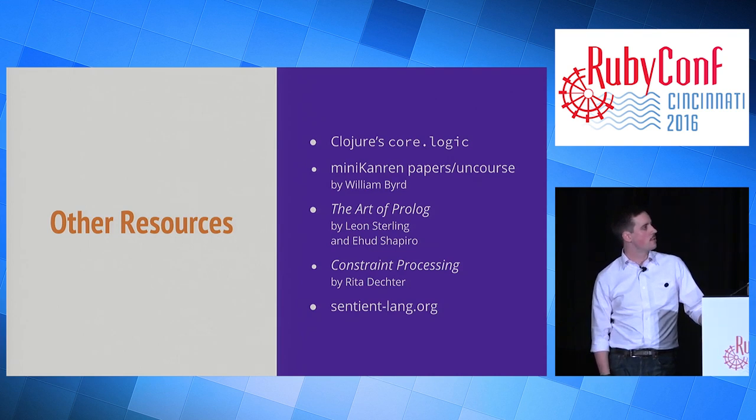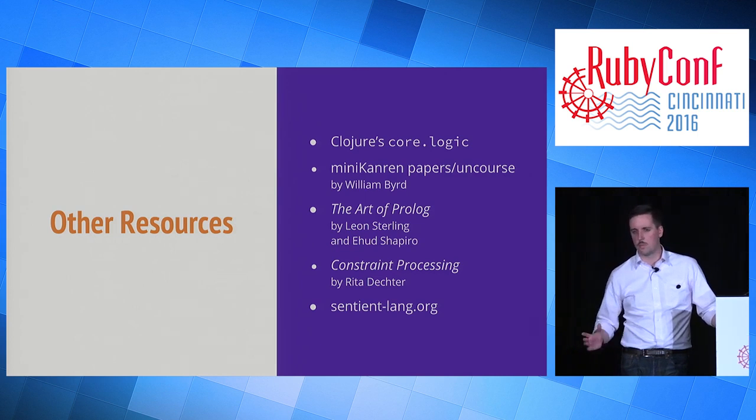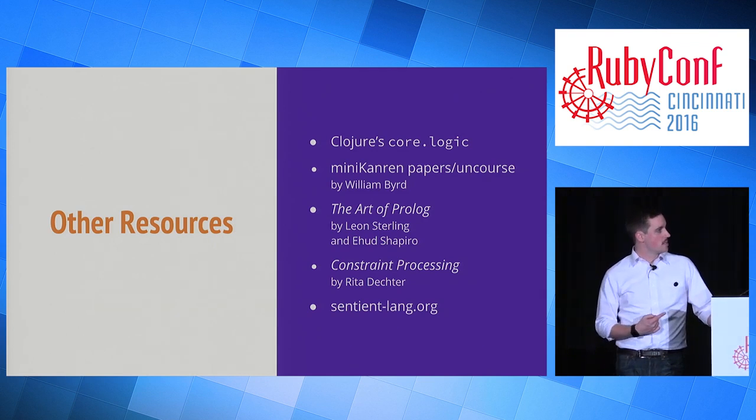miniKanren, that embedded approach, is still fairly academic, but the guy who's done probably the most work on it is named William Byrd, and you can take a look at his papers. He's also got a 24-part uncourse on YouTube that goes really in depth. The Art of Prolog is a great book on Prolog that you should just read because it's one of those mind-expanding things. And that's from, I don't know, the 80s, I think. It's been around for a while. You can get a copy for cheap.